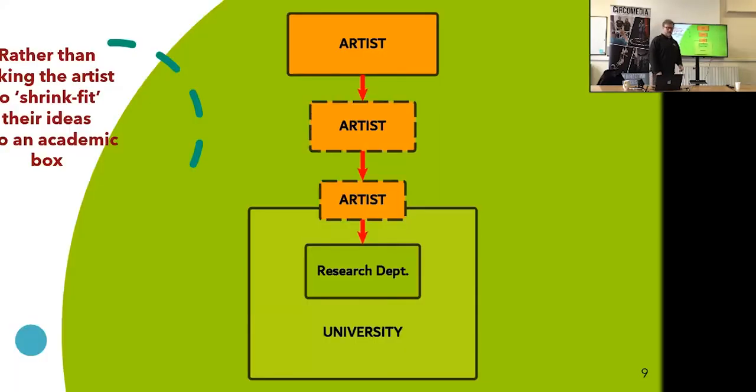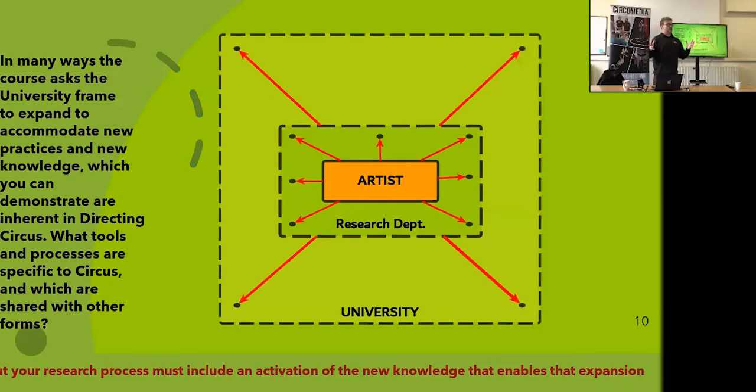So rather than thinking that we're going to try and shrink-fit you as an artist into an academic box, what we're asking the university to do is to expand to accommodate you. And this is very much something that Circus is about, I feel, at the moment. I feel very strongly that this is an important thing to do. Circus has to validate itself as an artistic form. And one of the ways that we can do this is by directly addressing the university and asking it to expand, to accept the forms that we deal with and the forms that we make as artistic and academic documents.